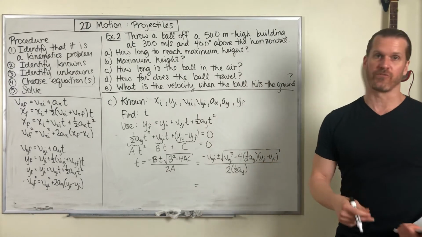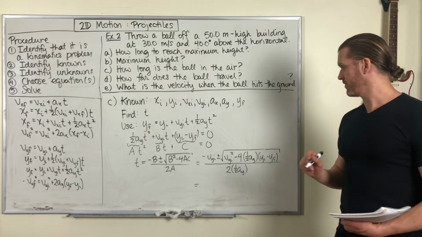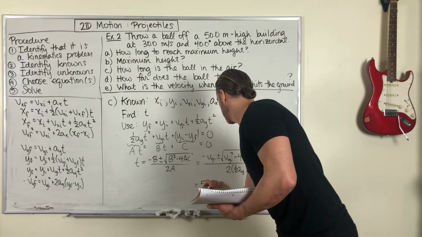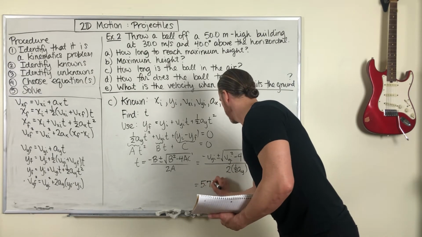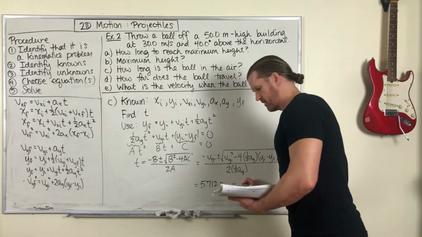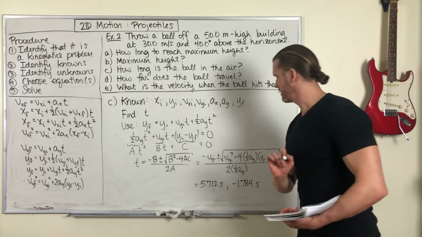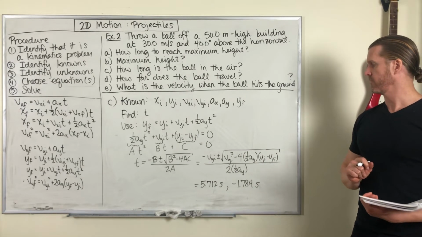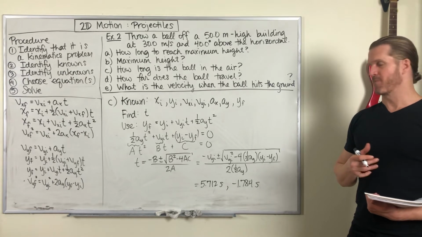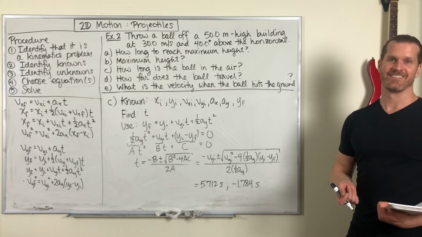Well, there's actually 2 solutions to the quadratic equation. Only one of them is the correct answer, though. So these 2 solutions are 5.712 seconds and negative 1.784 seconds. So only one of these makes physical sense. They both work mathematically, but only one makes sense in nature.